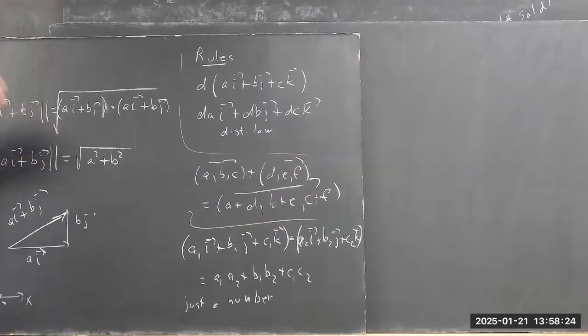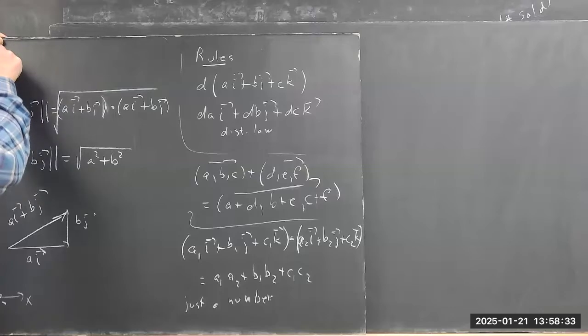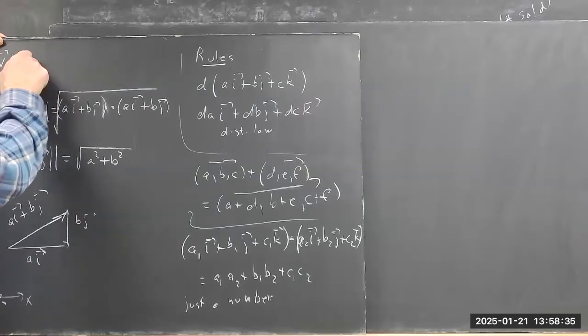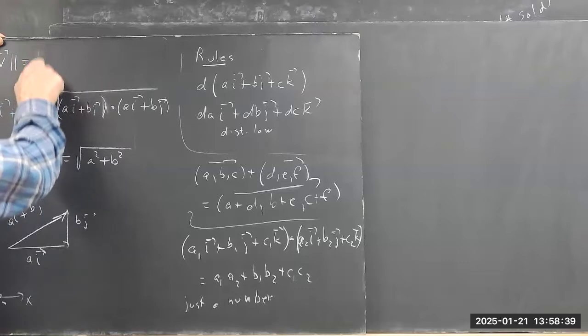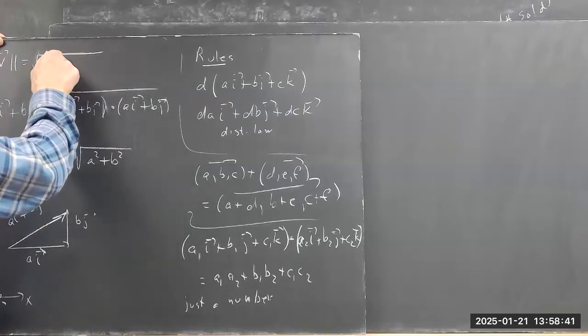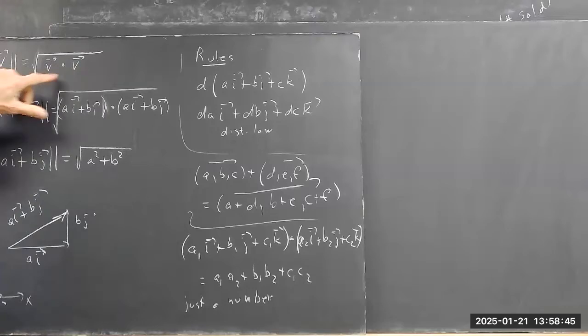And by notation, it's very simple. In general, then, the magnitude of a vector V is the square root of v dot v, the dot product.